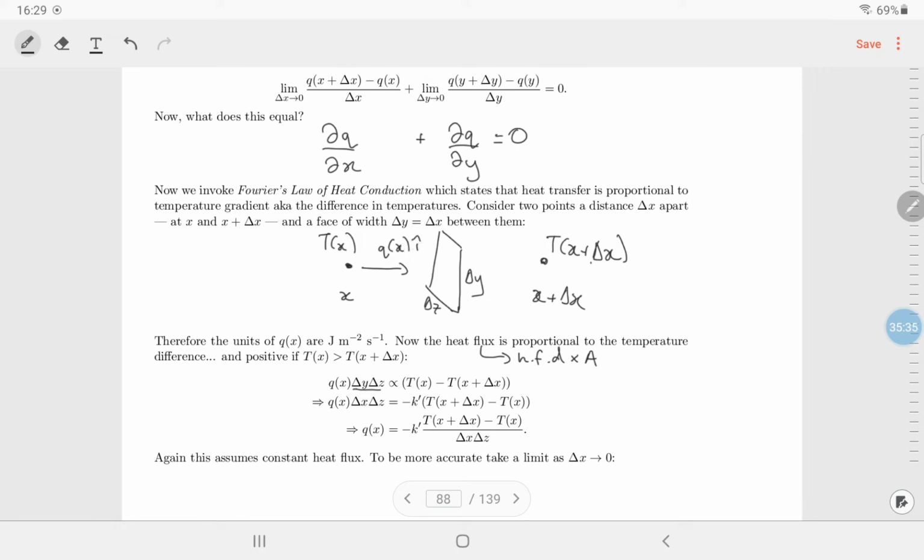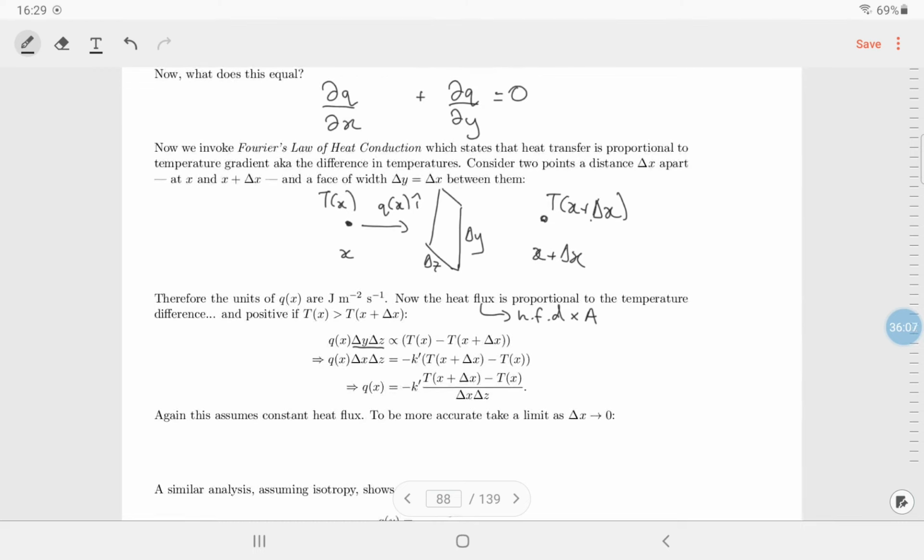The area is delta Y delta Z, and that should be proportional to the temperature difference, which is T of X minus T of X plus delta X. The reason we put T of X plus delta X is because heat flows from hot to cold. For the heat to go in this direction, I need T of X to be bigger than T of X plus delta X. So that's why it goes like that. For it to be proportional means it's a constant times.